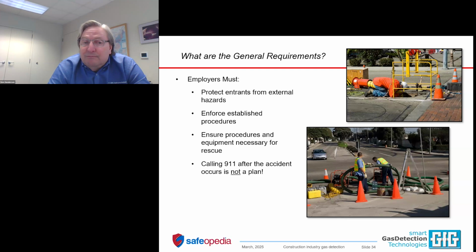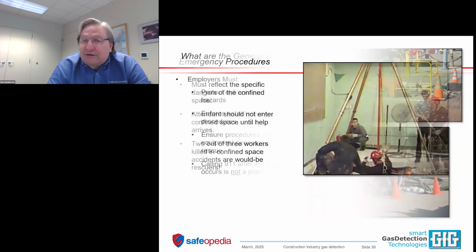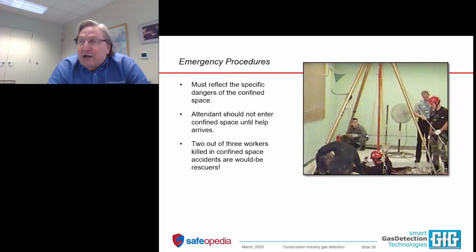You absolutely must evaluate how you are going to deal with an emergency and how you are going to rescue affected workers who may need to be retrieved from the confined space. Calling 911 if you have an emergency or an accident is not the way you satisfy that requirement. Your emergency procedures must reflect the specific dangers of the confined space.